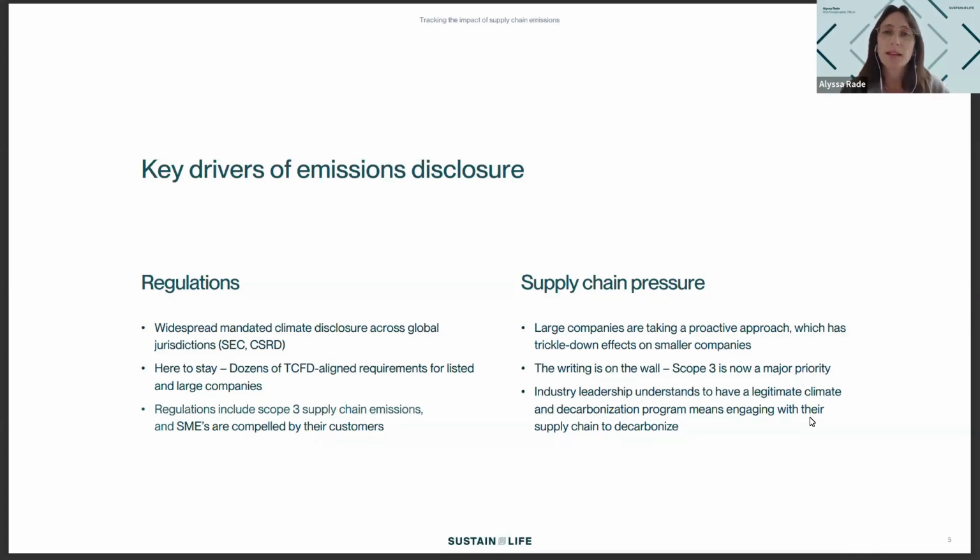And so we highlight this idea of regulation because the writing's on the wall, right? It's coming, and it's coming hard. And it's not just for the Fortune 50 multinational. It's not just for those huge mega corporates. Even SMEs, small and medium-sized enterprises, are eventually going to be covered by this regulation.